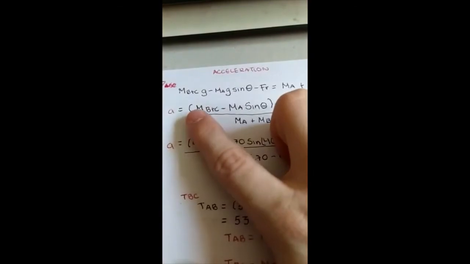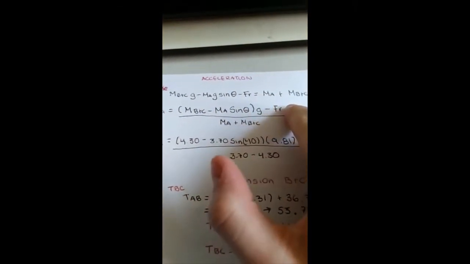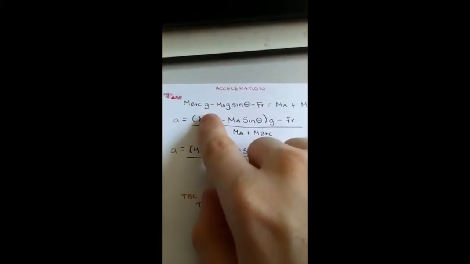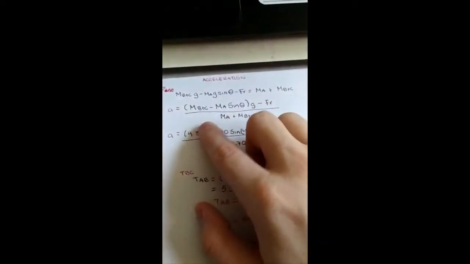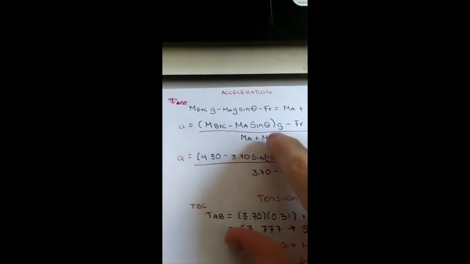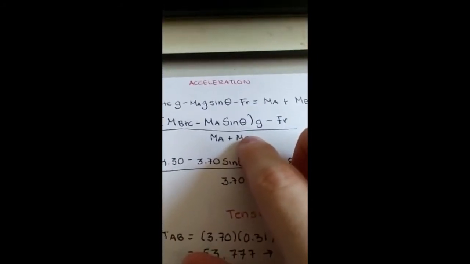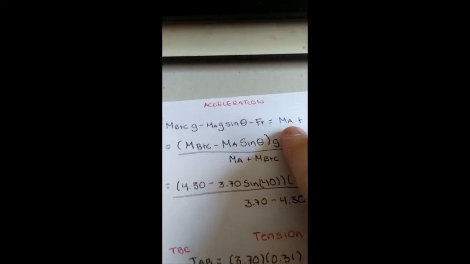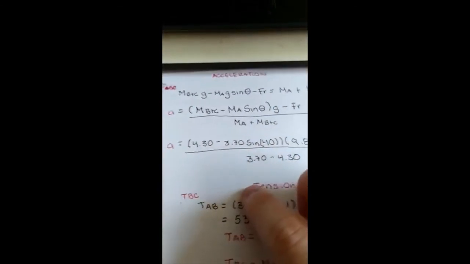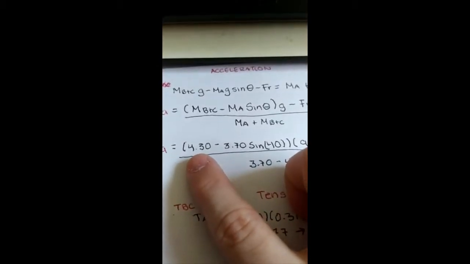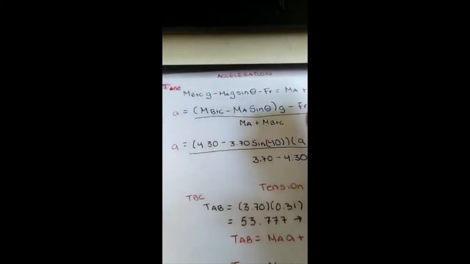You take this formula right here, as you can see on the screen, and you just take the data that we have and we just put it here. I changed the formula so that we can find the acceleration. So it follows 4.30, which, where did you get the 4.30?